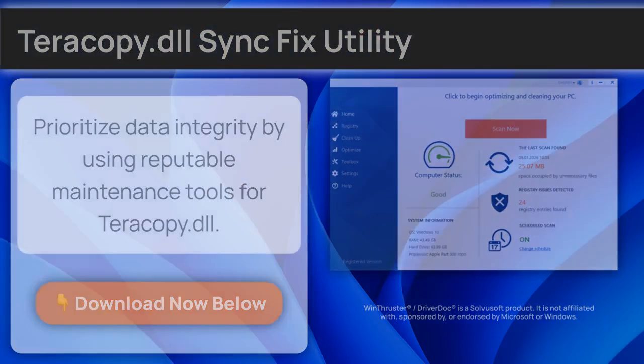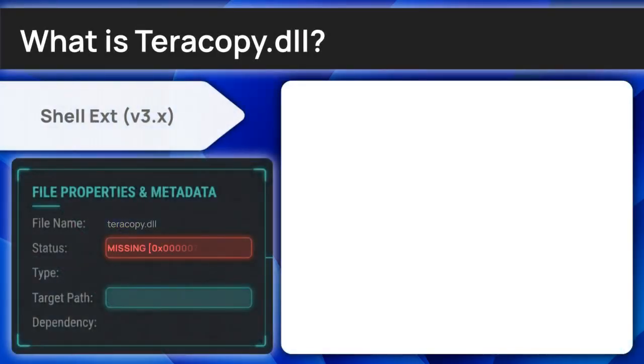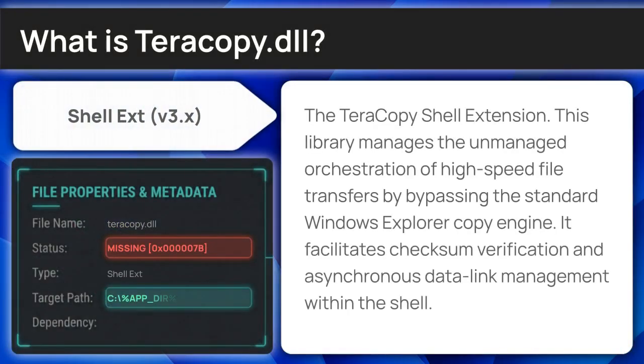This is the TeraCopy Library, the TeraCopy Shell Extension. This library manages the unmanaged orchestration of high-speed file transfers by bypassing the standard Windows Explorer copy engine. It facilitates checksum verification and asynchronous data link management within the shell. Now that you have the context, let's move into the repair process with a fresh installation.